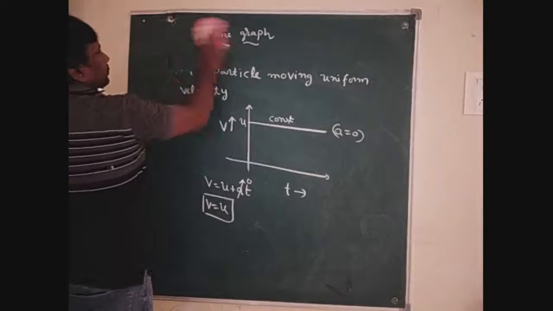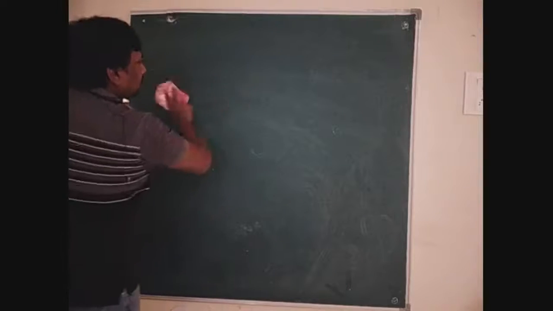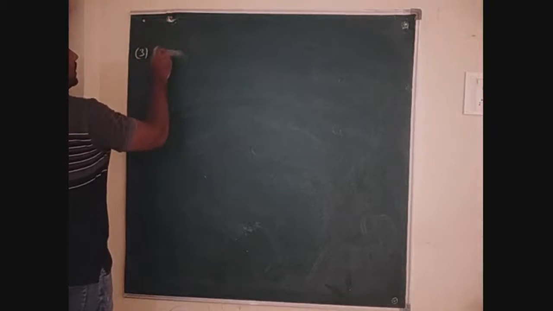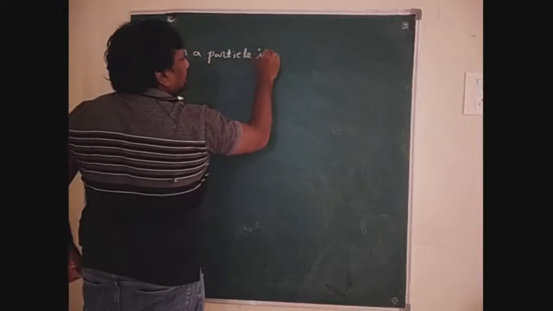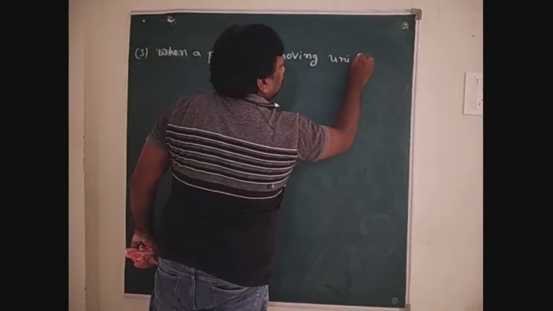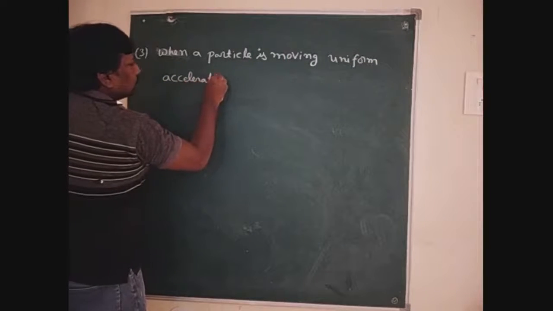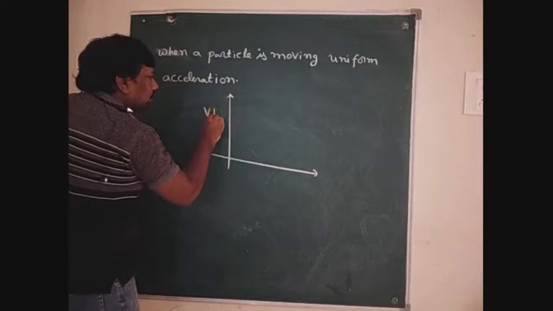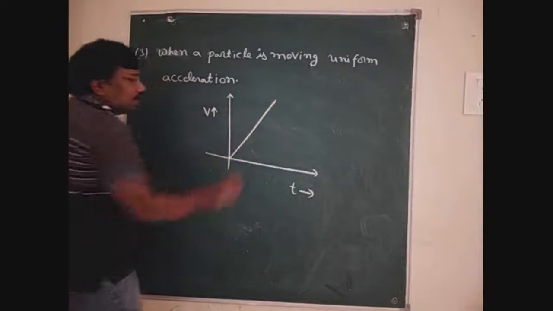Next one is the third one. When a particle is moving with uniform acceleration, in this case the velocity time graph is represented by a straight line passing through the origin, this way.